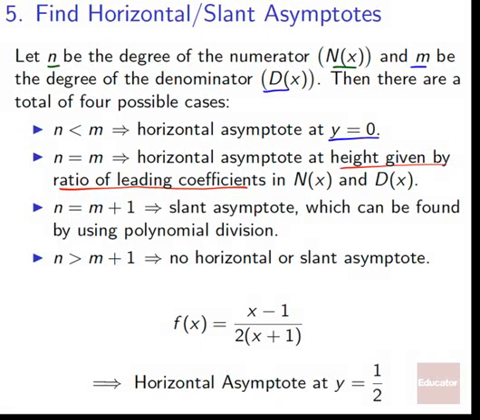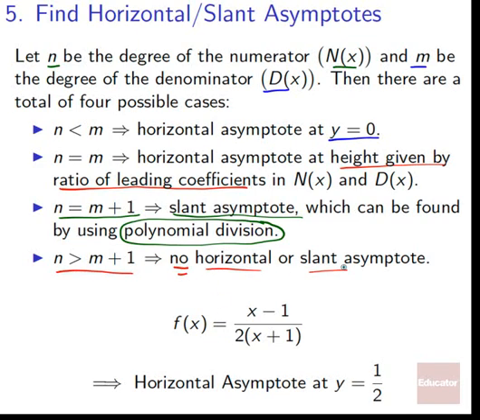Next, n equals m plus 1. That is a slant asymptote. We will have a slant asymptote, and we find that by using polynomial division. You can also use polynomial division to find the horizontal asymptotes, but it's pretty easy and fast to find it just by comparing the leading coefficients, so we don't worry about that as much. And then finally, if we've got n greater than m plus 1, there is no horizontal or slant asymptote whatsoever, because the numerator is growing so much faster than the denominator that it's not going to be a horizontal thing that it goes to. It's not even going to be a slant that it goes to. It's just going to blow into something even larger and more interesting. But we're not going to worry about that in this course.